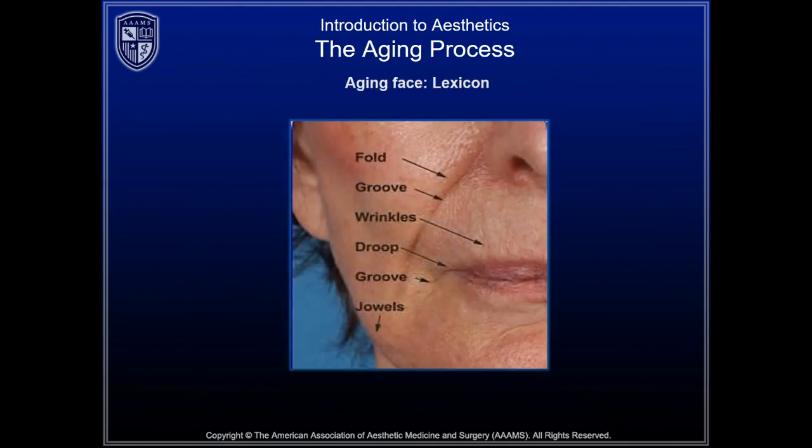So let's hear about a few lexicons or medical terminology related to the aging process. We could see the nasolabial fold, the groove medial to it, some wrinkling or vertical lines along the upper border of the lip, the mouth commissure droopiness, a groove, and the jowls.